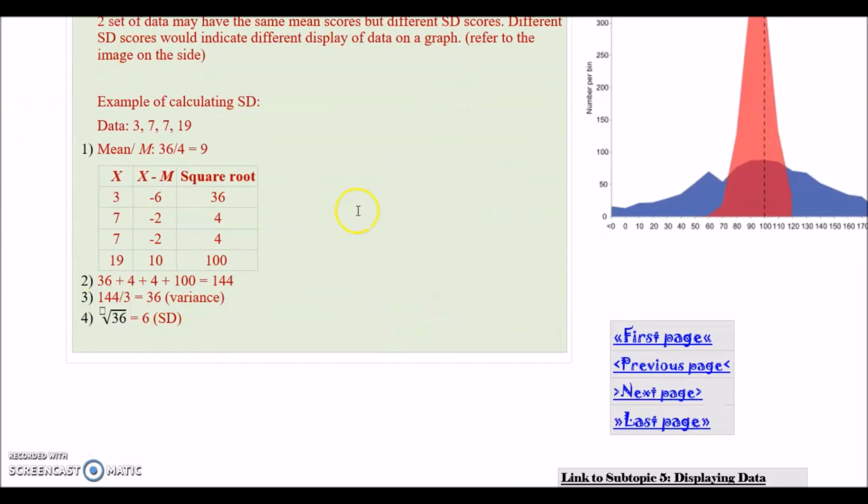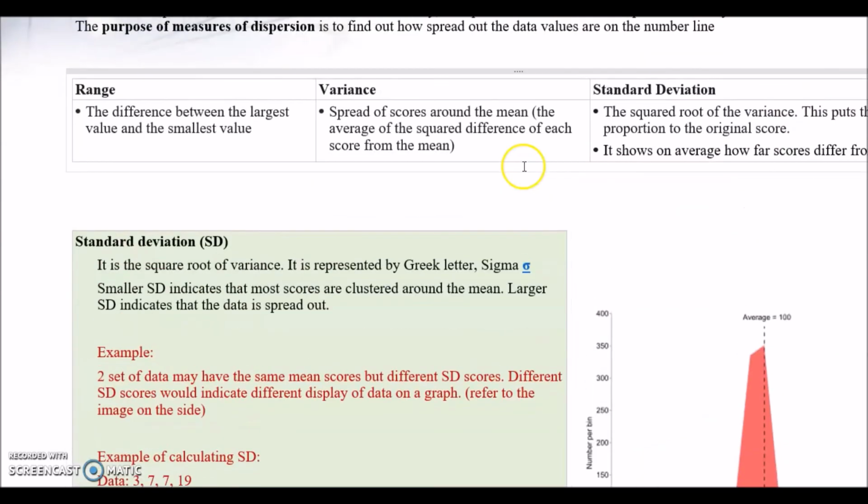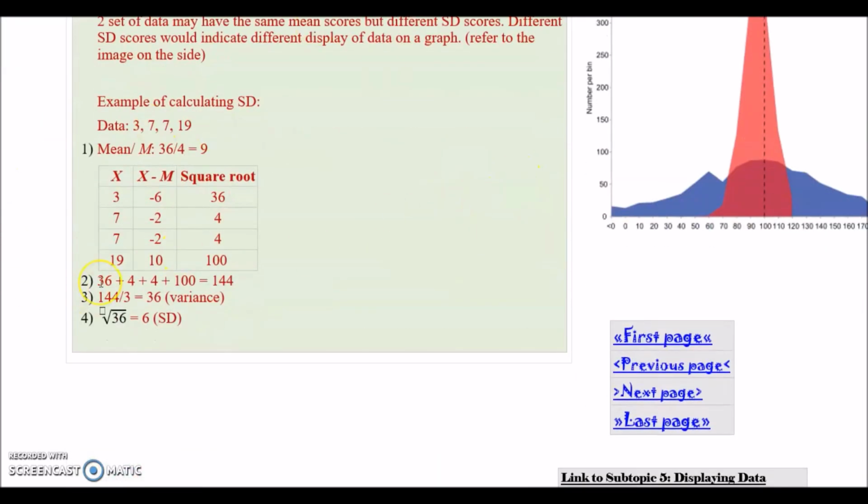Do you need to know how to calculate standard deviation? No, you don't have to. So this is just an example. But if you want to, because of your MAA, then by all means you can do it.